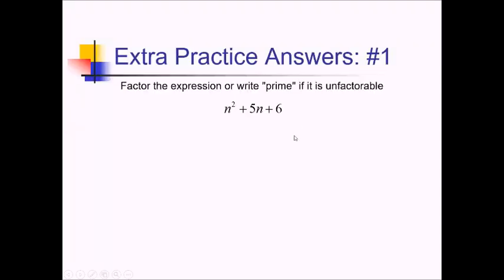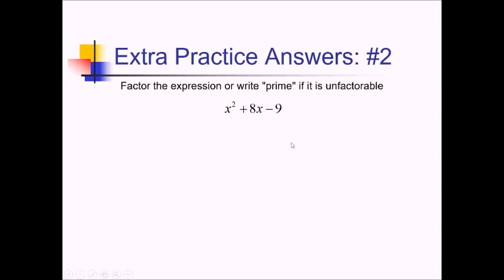To factor this trinomial, we need to find factors of 6 that add up to 5, and they're both going to be positive because they multiply to give us a positive and add up to a positive. So let's see here, 1 and 6, that doesn't add up to 5, it adds up to 7. 2 and 3 adds up to 5. So we can write n plus 2, parentheses, n plus 3.